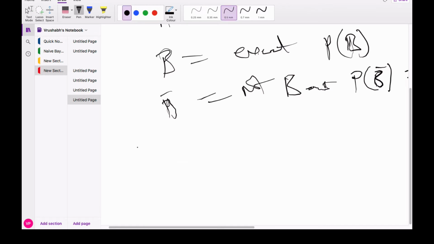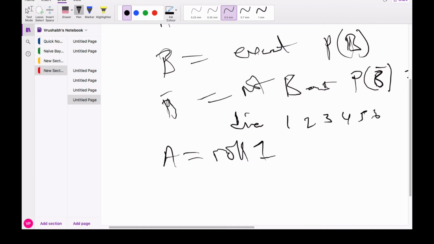Okay, in this case, if we say that the event A is just rolling a 1, we're going to consider a die. A die has 1, 2, 3, 4, 5, and 6, so it has 6 faces. If A is rolling a 1, then the probability of A, the probability of rolling a 1, is going to give you 1 over 6. Okay.